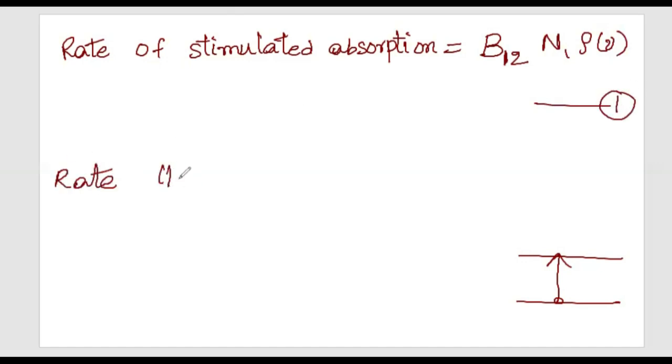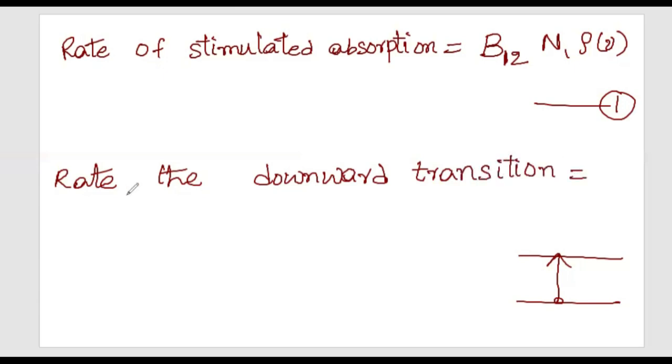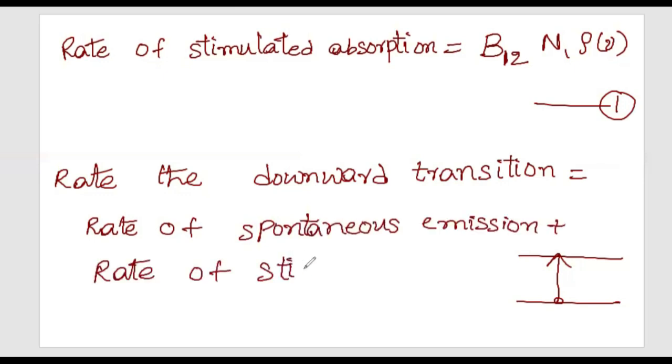Now the rate of downward transition. In the downward transition, we are having two processes. One, spontaneous emission, and two, the stimulated process. So the sum of these two will come under downward transition. So the rate of downward transition is equal to the rate of spontaneous emission plus the rate of stimulated emission.